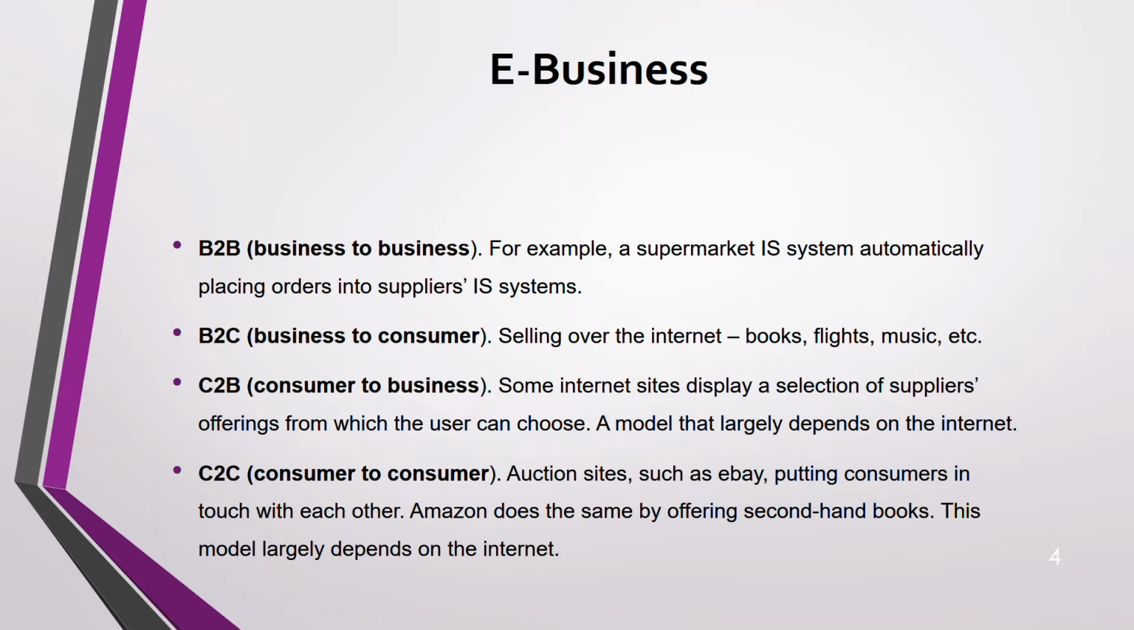Then consumer to consumer. One is like your auction site, like eBay. One consumer is selling to another consumer. You want to sell your car, or you want to sell your pen, right? You take a picture and put it on the eBay site, and then another consumer comes and contacts you and gets it. So that is consumer to consumer. Amazon also does this. How? They do this by offering second-hand books. But if it's a first-hand book, then it's business to consumer for Amazon.